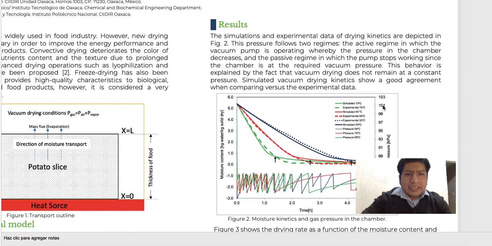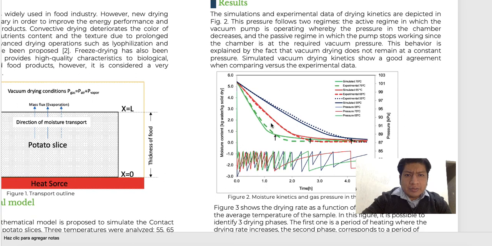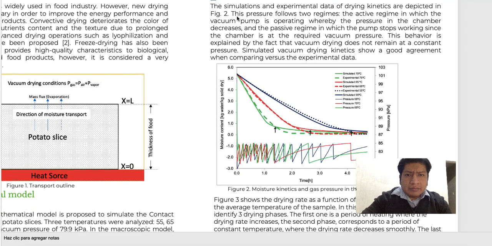The simulation and experimental data of drying kinetics are depicted in figure 2. The pressure follows two regimes: the active regime, in which the vacuum pump is operating, whereby the pressure in the chamber decreases, and the passive regime, in which the pump stops working since the chamber is at the required vacuum pressure.